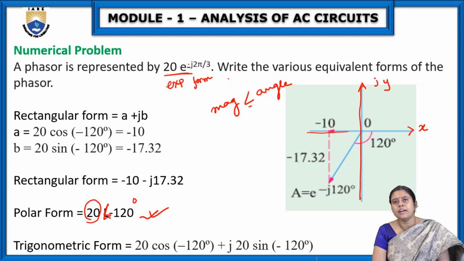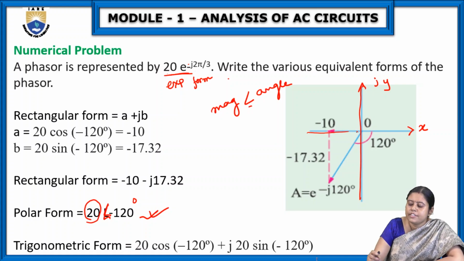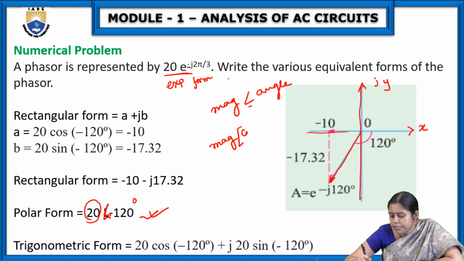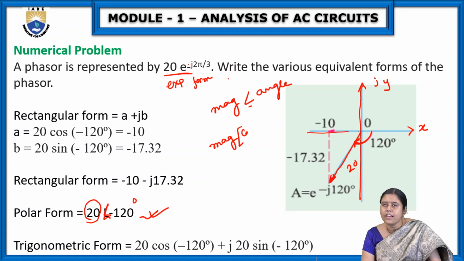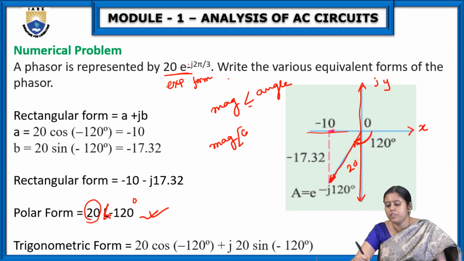Next we are going for the next one. This is the trigonometric form. What is the trigonometric form? Trigonometric form means, as I told, magnitude and angle. The magnitude is 20 and the angle is minus 120. Minus 120 means it is in the anti-clockwise direction. So it is 90 degrees, and this is again a 30 degree mode. So this is our minus 120 degree.